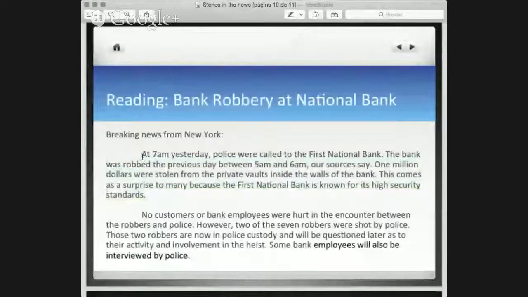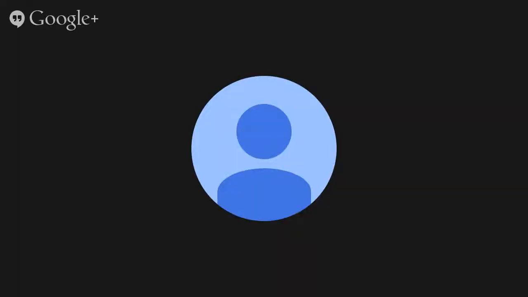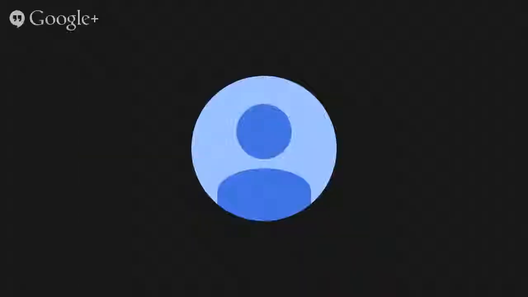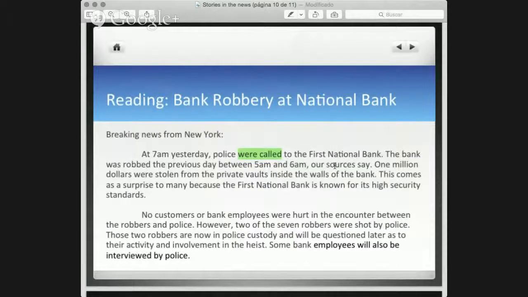Exactly. Okay. So now we're going to do what we did with the last written exercise. We're going to try to find instances of the passive voice in this paragraph. So let's look at paragraph 1 and see if we can find where they use the passive voice. Do you see any examples? Were called. Good. Police were called. Right? So this is an important example, because we don't know who called them, right? They were called, but we don't have a subject, the person who called them. Good. Exactly. Anything else? Was robbed.